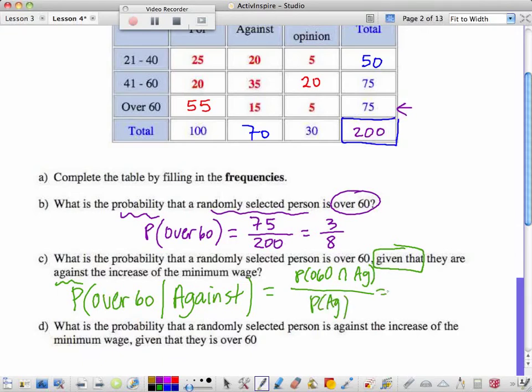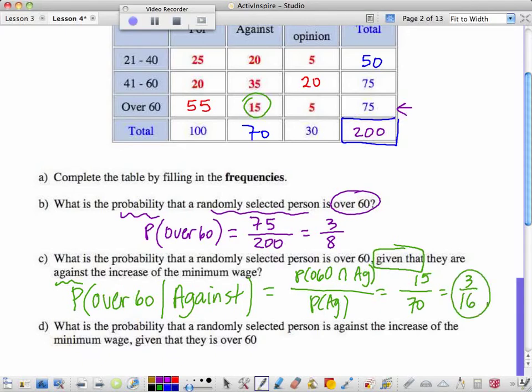So where does over 60 intersect against? Well, that's right here. So I have 15 people altogether, divided by just the probability of against. Well, probability of against is this column. So I have 70 people altogether who are against that policy. So it's 15 divided by 70. I can reduce that by 5, and I get 3/16.